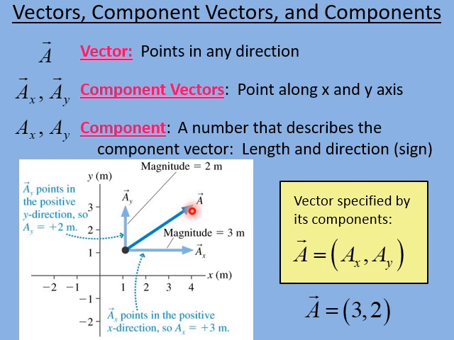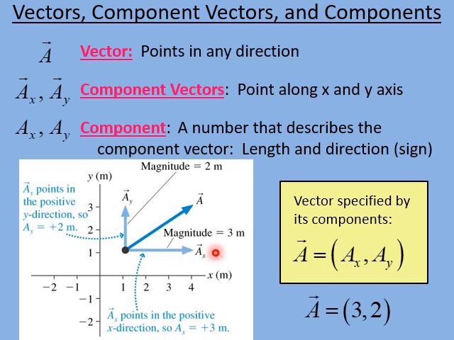So let's draw its two component vectors. A sub x starts here at the beginning of A, and we move over to the right just as far as the horizontal length of A. Notice that the length of this component vector goes from 1 to 4. So its length is 3.